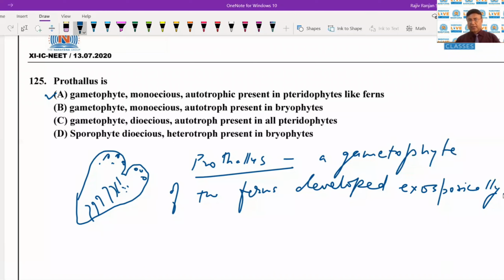It is monoecious. Monoecious means both archegonia and antheridium. Both the male and female sex organs are present on the same prothallus. They are autotrophic. They are actually green in color, and they perform their photosynthesis. Therefore, they are autotrophic. So they are present in the pteridophytes like ferns. So this is the correct answer.